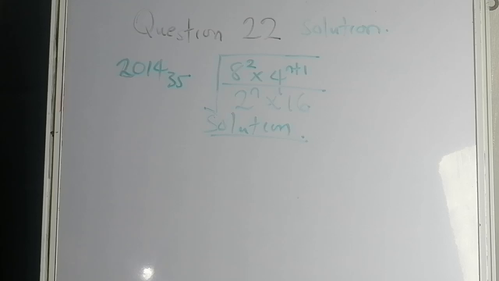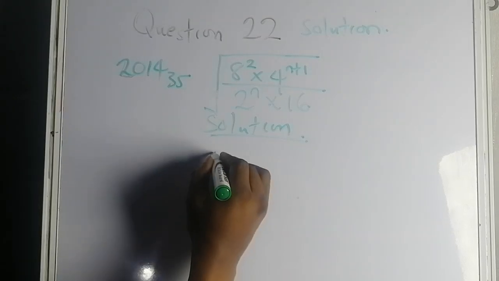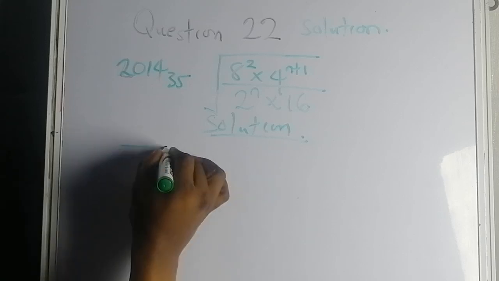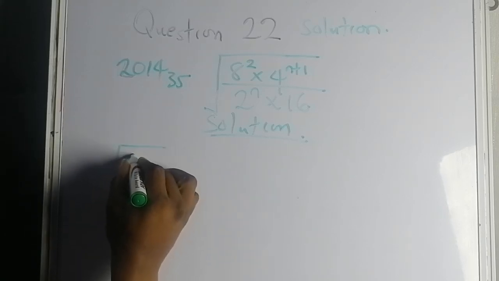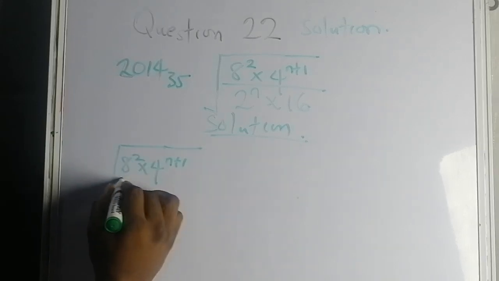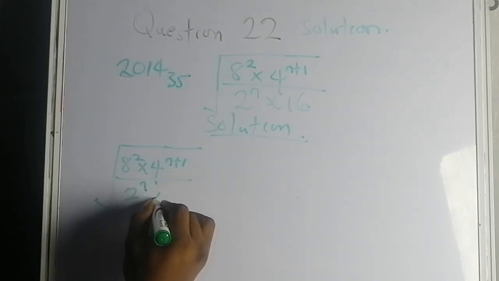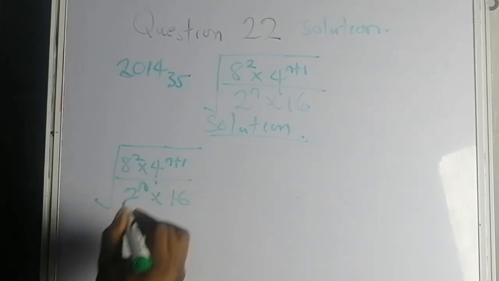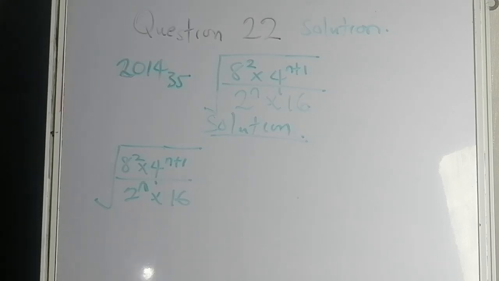So if you look at this very well, we are told to simplify this. The first thing you need to ask yourself is, how do I break it down? We have the square root of 8 raised to power 2, 4n plus 1 raised to power n plus 1, over 2 raised to power n times 16. Something is common here.